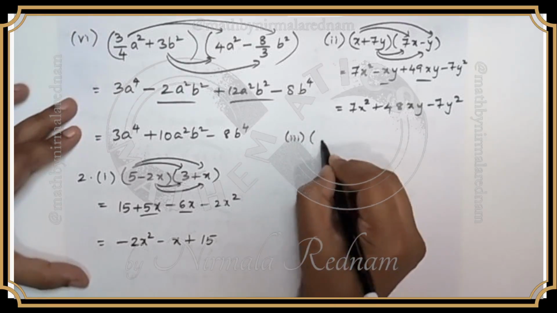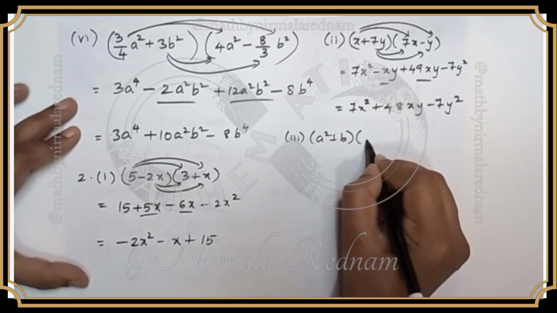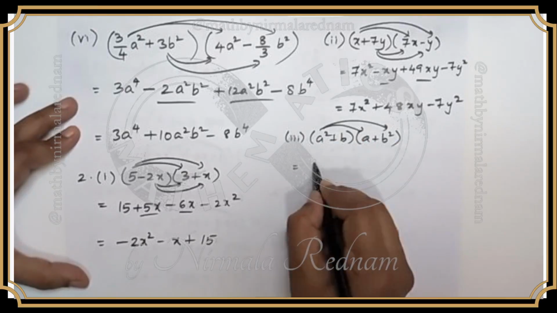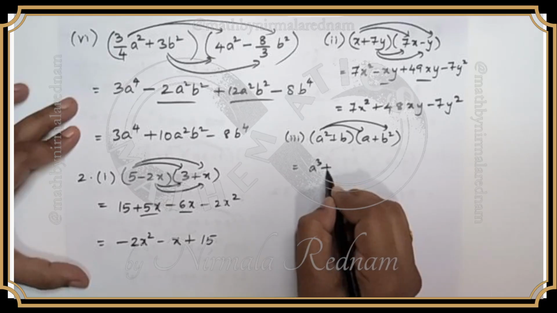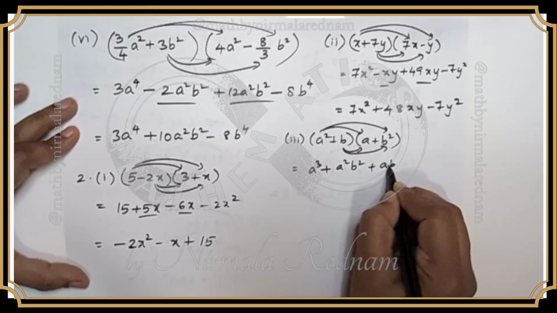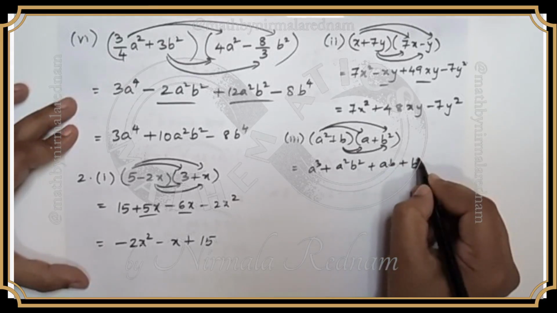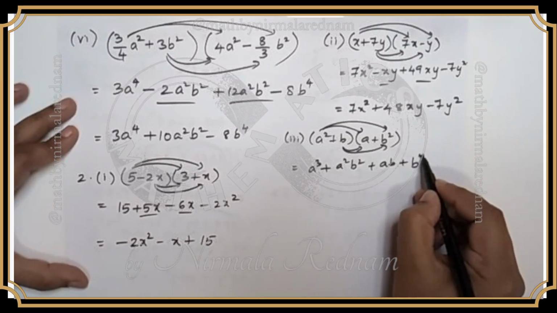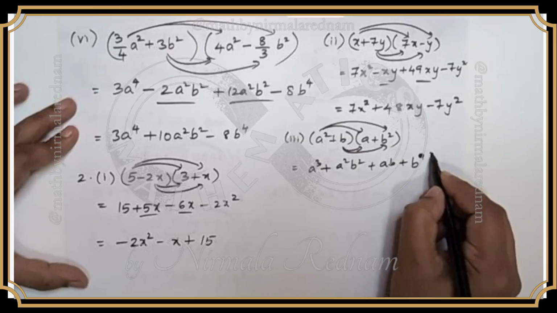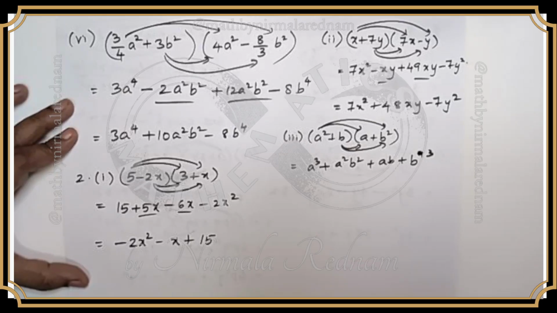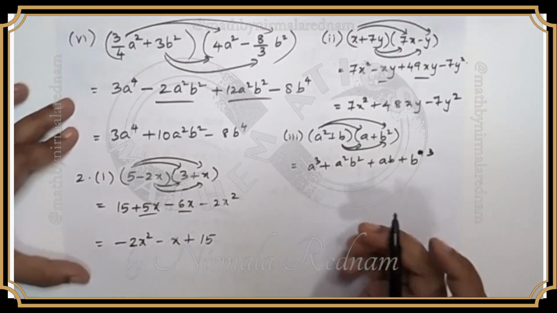Third question is a square plus b into a plus b square. Okay, again multiply, you will get a square into a is a cube, a square b square, and then I have this ab, ba is nothing but ab, so I'll write it as ab plus b power 4. As you can see, there are no like terms, so this is b cube, sorry. b into b square is b cube. So there are no like terms, so I'm going to leave it as it is. So this is your final answer.